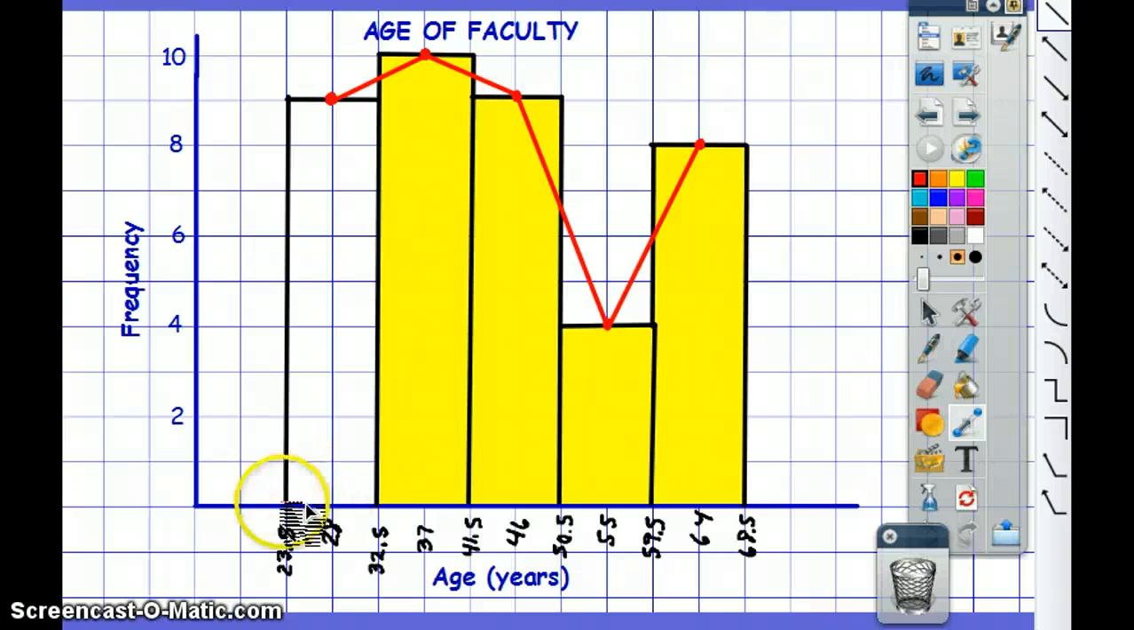I go a space before my first bar and put a dot there and connect those up. And then I go from this last midpoint to 0 on my x-axis, a space after that last limit. So that red line, if you connect it with the x-axis, is a polygon. That's called the frequency polygon. So that's our first example with histograms.